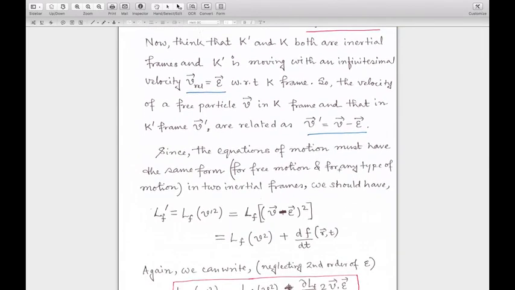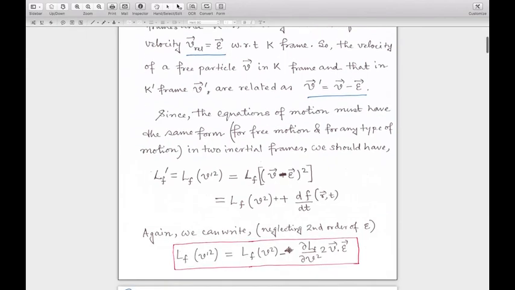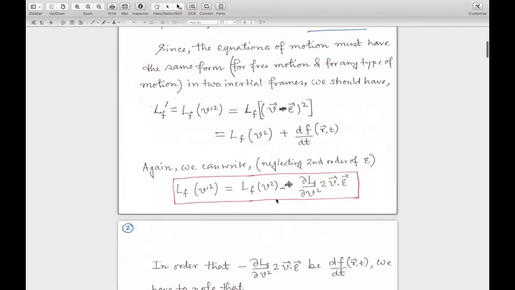Since the equations of motion must have the same form in two inertial frames, the Lagrangian of a free particle in K and that of the same free particle in the K prime frame should give the same equations of motion, because the equations of motion should not depend on which inertial frame of reference I am in. That's why those two Lagrangians should at best differ from one another by df/dt, where f is a function of coordinate r and time t.